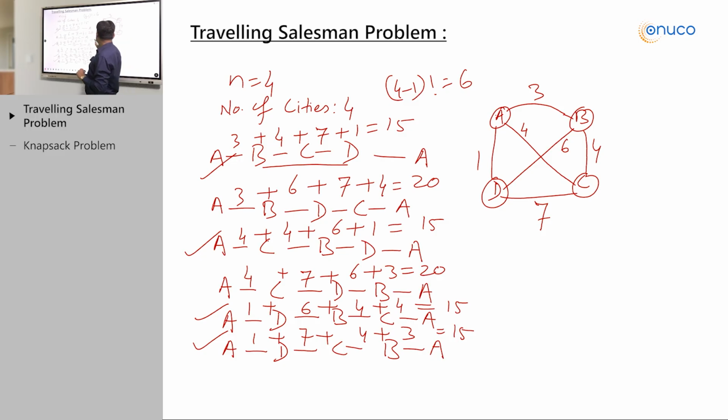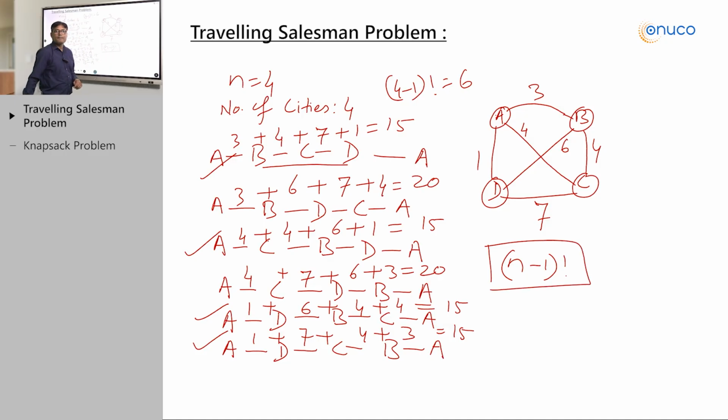If the total number of cities is n, then how many possibilities are there? The total number of traveling salesperson problem paths is n minus 1 factorial. Please recall, in order of growth, factorial has the highest order of growth, and we are getting n minus 1 factorial in the case of the traveling salesperson's problem. It is the highest time complexity. It will take more time to perform the task.